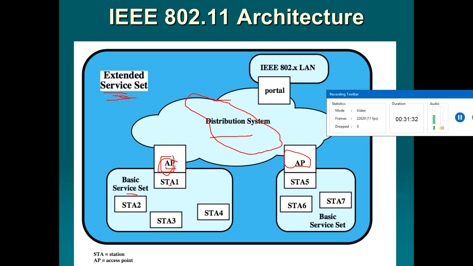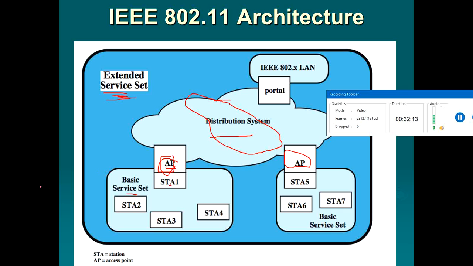Now what is an extended service set? When multiple basic service sets are connected to each other, they create an ESS. So what is an ESS? It's a set of one or more interconnected basic service sets and the integrated LAN that appear as a single basic service set to the LLC layer. So an extended service set is when multiple basic service sets are combined together by the distribution system. Now let's understand this figure.